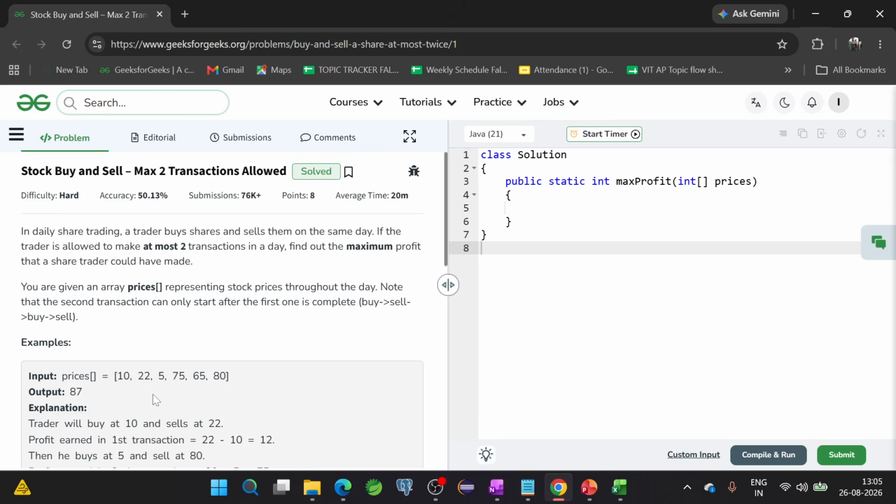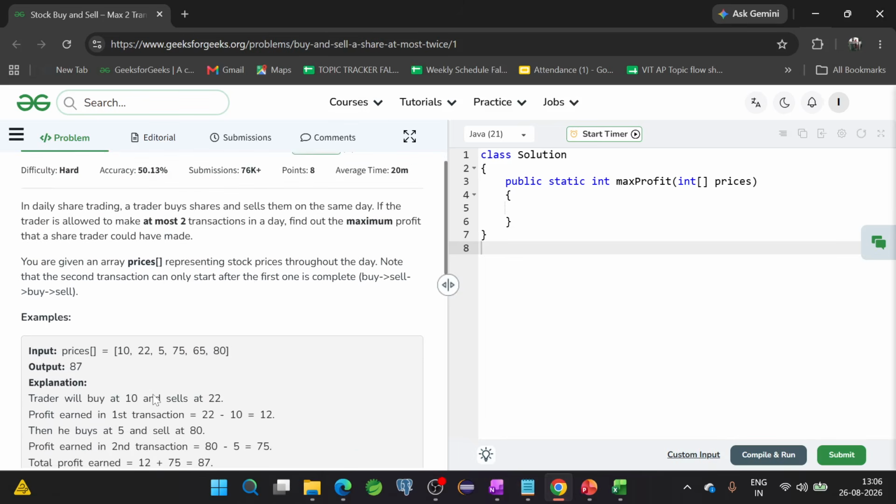You have to return. You are given an array prices representing stock prices throughout the day, from the start to the end of the day. Note that the second transaction can only start after the first one is completed. Means if the first transaction is completed, then we can move to the second transaction: buy, sell.